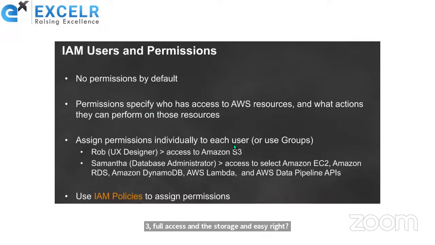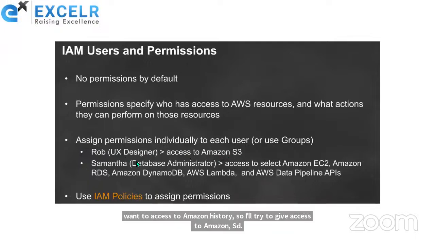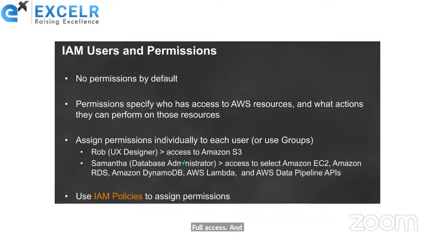Assign permissions individually to each user. How? So Rob is a developer, a designer, who wants to access Amazon S3. So I'll give him Amazon S3 full access. And Samantha is a database administrator. So I need to give access only to Amazon EC2, Amazon RDS, Amazon DynamoDB, the Lambda service and the data pipeline API. Because a database administrator has knowledge of these specific services. I don't want to give access to VPC because he is not required to access any network settings. So I'm giving access only to the specific services. In this way, I can control the permissions.